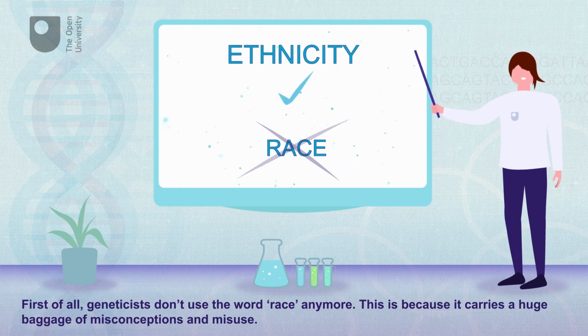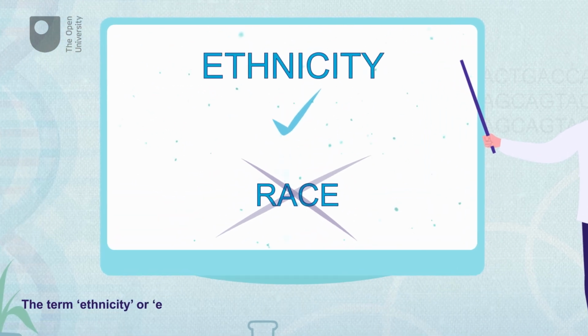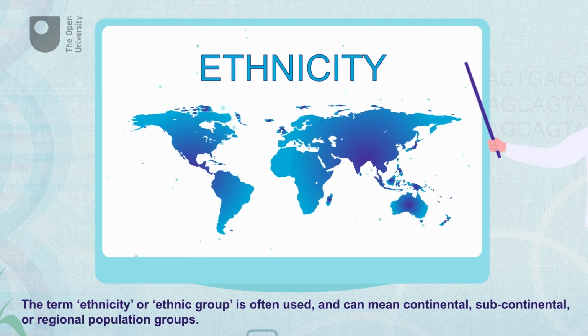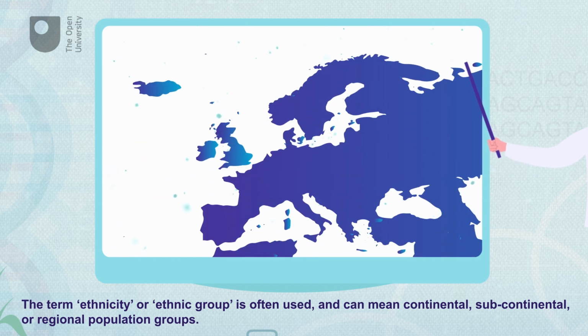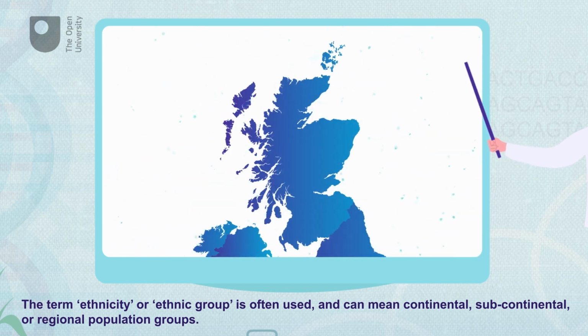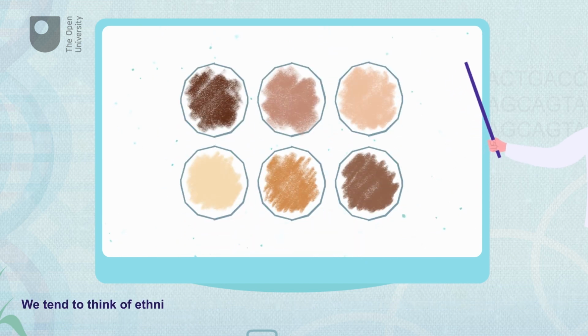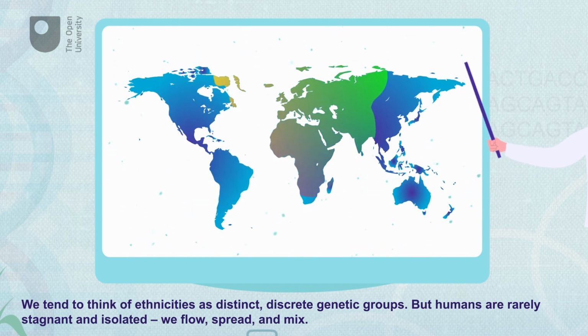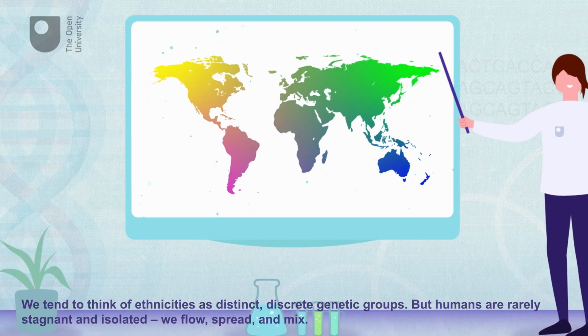This is because it carries huge baggage of misconceptions and misuse. The term ethnicity or ethnic group is often used and can mean continental, subcontinental, or regional population groups. We tend to think of ethnicities as distinct, discrete genetic groups, but humans are rarely stagnant and isolated. We flow, spread, and mix.